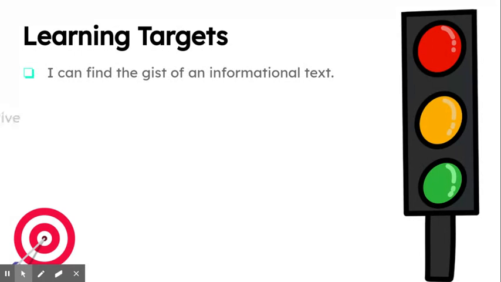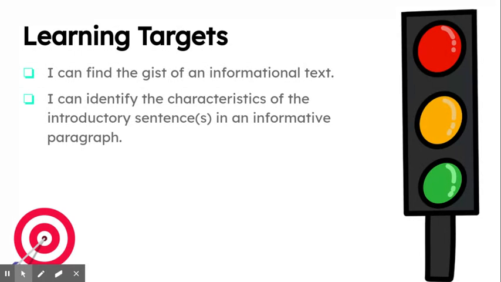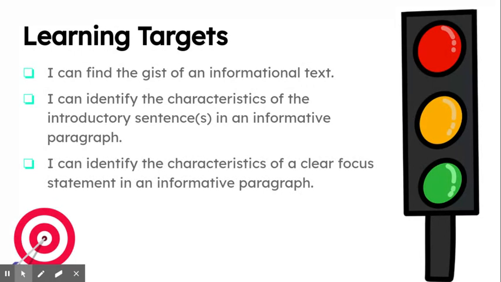Great job today, boys and girls. Let's review our learning targets. I can find the gist of an informational text. That's what we're doing when we're kind of summarizing and finding the main idea of what we've read. I can identify the characteristics of the introductory sentences in an informative paragraph. And I can identify the characteristics of a clear focus statement in an informative paragraph.